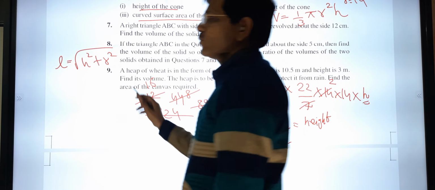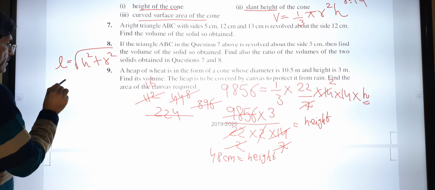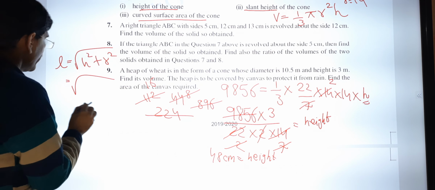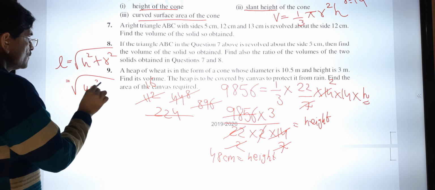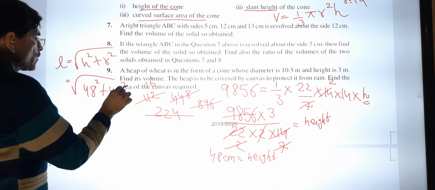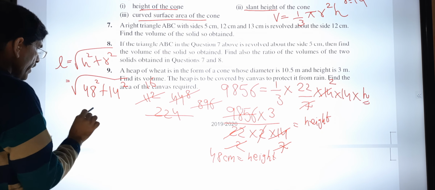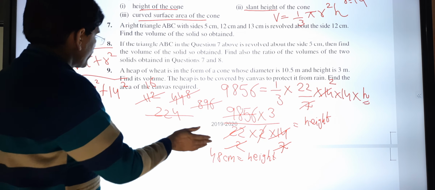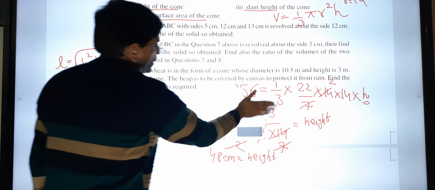So I hope you have to apply this. That is now h. So what is h? Already we have got 48 square plus r, that is 14 square. Now 48 square. So first of all we have to rub this or not. If you have written it, then we can rub.